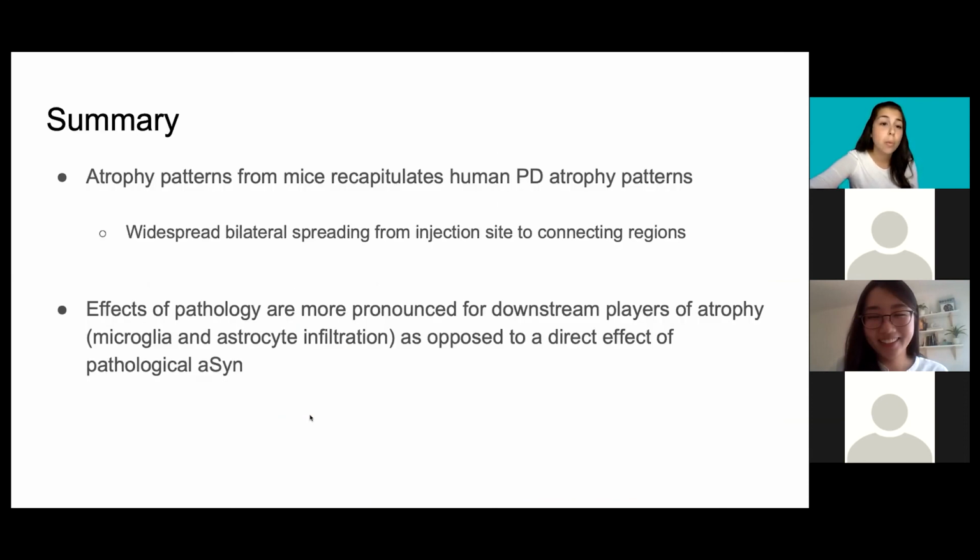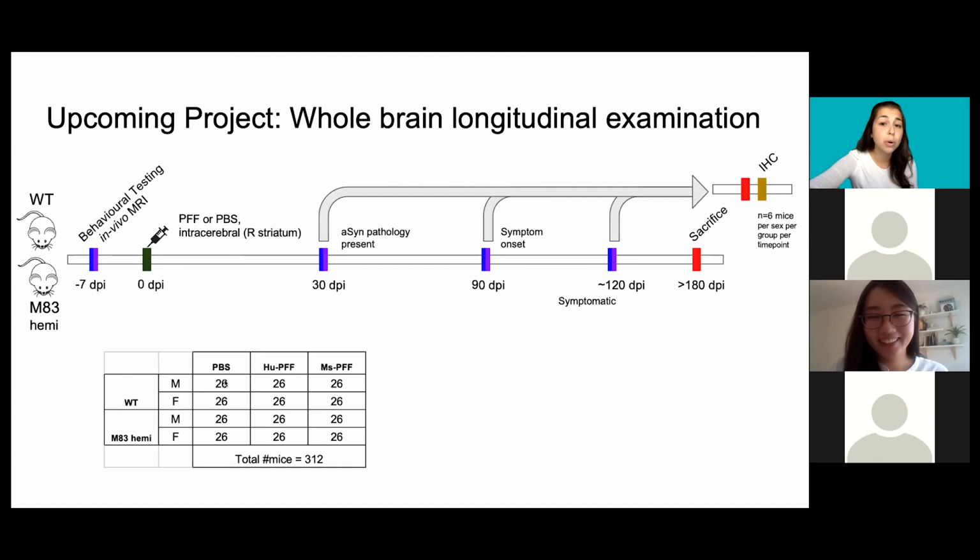In summary, what we saw were atrophy patterns in mice that recapitulate human PD atrophy patterns, with widespread bilateral spreading from our injection site to connected regions. And we saw that the effects of pathology seem to be more pronounced for downstream players of atrophy, as opposed to being a direct effect of the pathological alpha-synuclein at that time point. Moving forward, we are currently acquiring data to examine alpha-synuclein spreading longitudinally, specifically looking at time points prior to symptom onset as well as once they are fully symptomatic and nearing their endpoint. This will be done using in vivo MRI imaging.